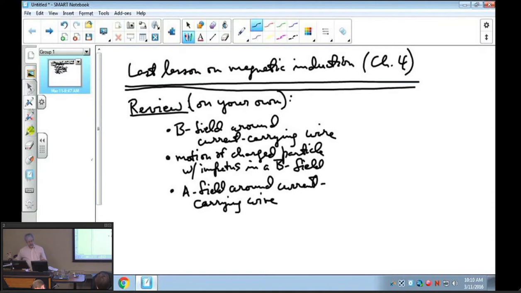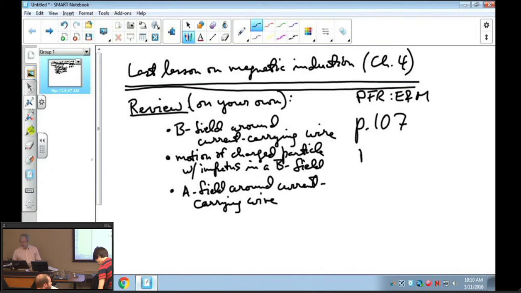Let's see, review the magnetic field, the B field around the current carrying wire on page 107. This is in the EMM text, of course. Also review how the charged particle moves in a magnetic field, in a B field, page 109, and also the A field around the current carrying wire, in addition to the B field, and the relation between the two, that's on page 133. So review those things on your own.